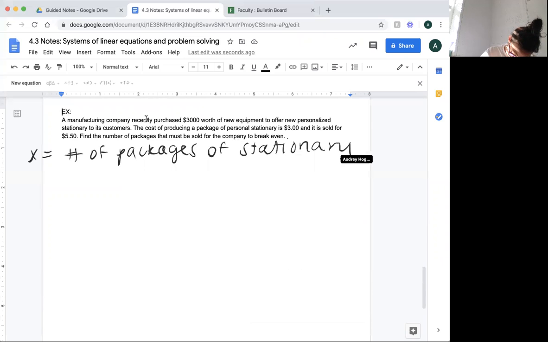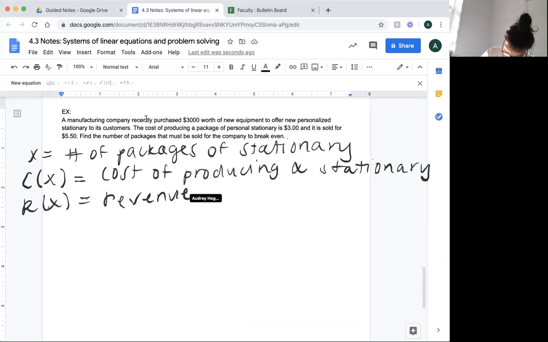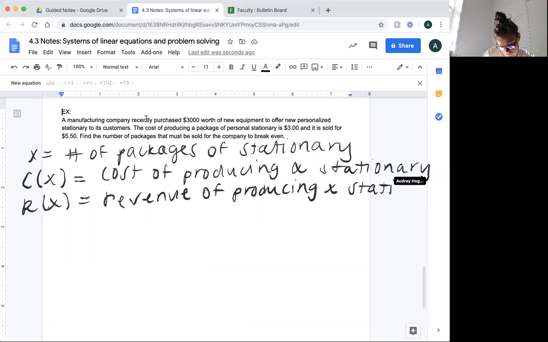And then I'm going to call c of x my cost function. That makes sense. C of x equals cost of producing x amount of stationery. And I'm going to call r of x my revenue function, revenue of producing x amount of stationery. I should have picked something that wasn't so long. Stationery, it's a lot of letters in it.